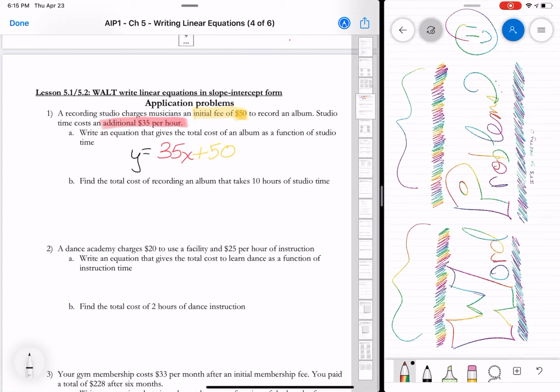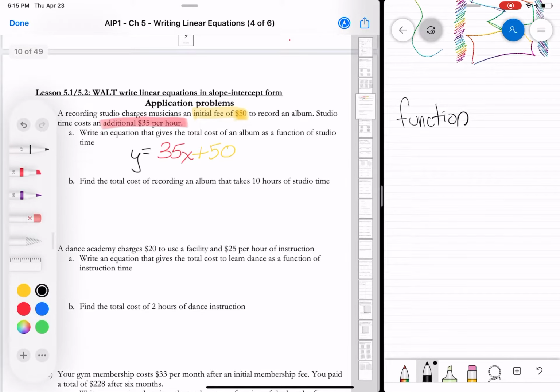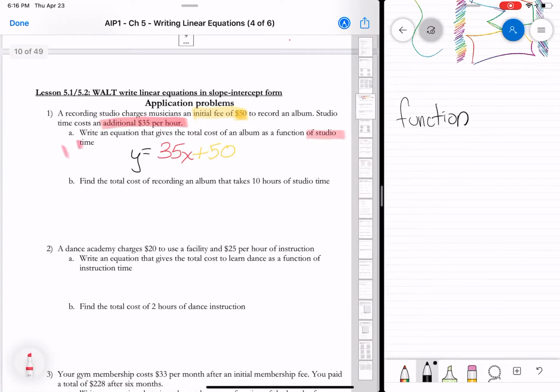When it talks about writing an equation that gives the total cost of the album as a function of studio time, it's telling you, well, it all depends, right? So this word function is telling you that studio time is the key. That's what everything depends on. It all depends on the studio time. So it tells you that the function of studio time is our slope. It's going to point out what our slope is. So be careful when you're reading it.